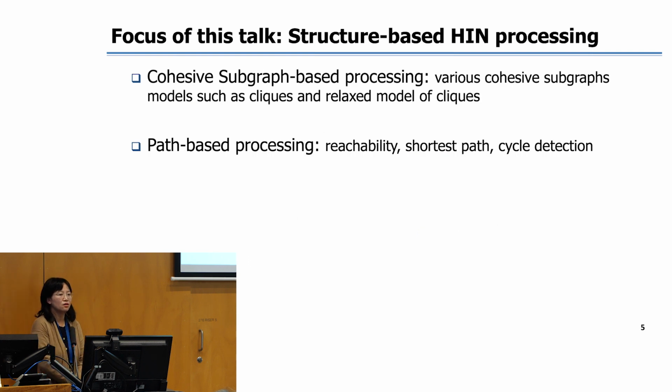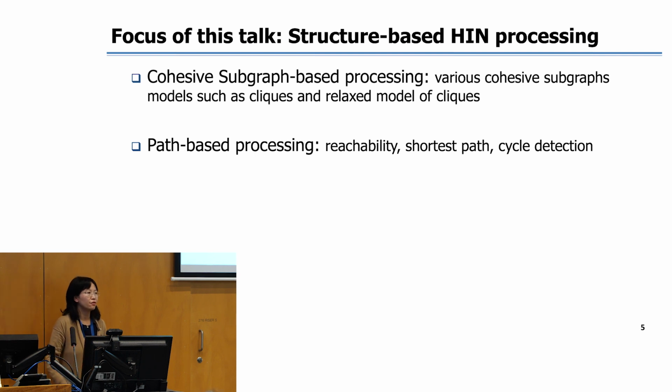The focus of this talk, as I mentioned, will be structure-based heterogeneous information network processing, and I will categorize it as bipartite graphs and general heterogeneous graphs. In structure-based HIN processing, basically, we talk about subgraph-based processing and path-based processing. Subgraph-based processing includes various cohesive subgraph models, most of them starting from cliques.